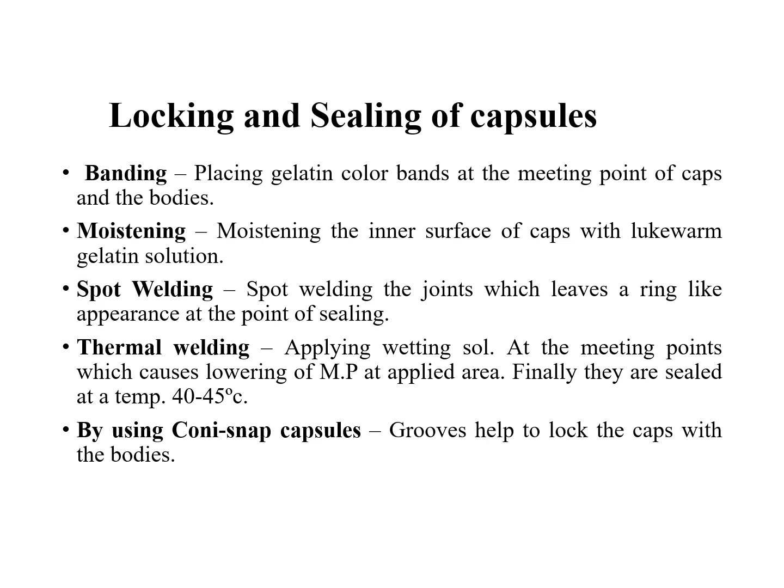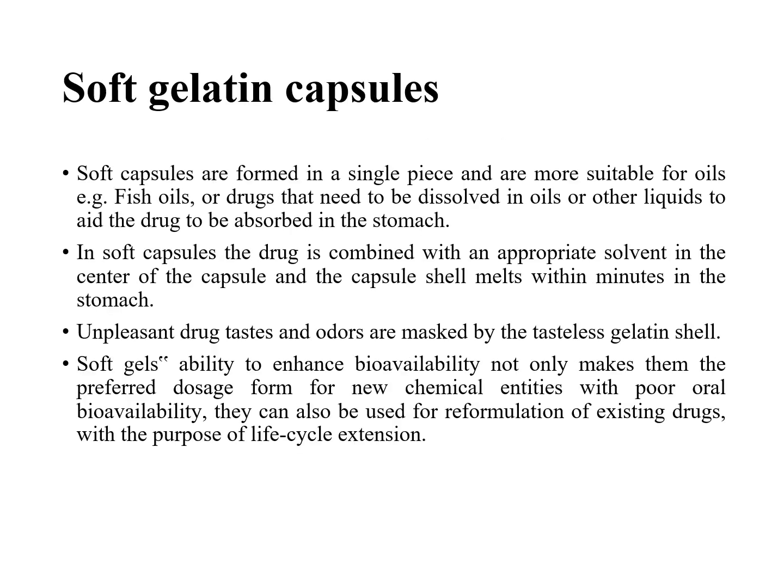By using cone snap capsules, grooves help to lock the caps with the bodies. Soft gelatin capsules. These are formed in a single piece and are more suitable for oils, for example fish oils, or drugs that need to be dissolved in oils or other liquids to aid the drug to be absorbed in the stomach. In soft capsules, the drug is combined with an appropriate solvent in the center of the capsule and the capsule shell melts within minutes in the stomach.